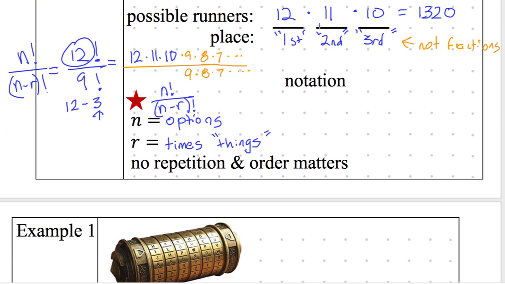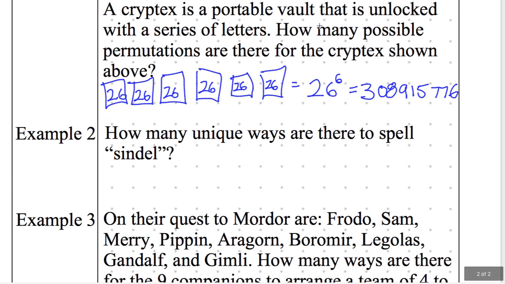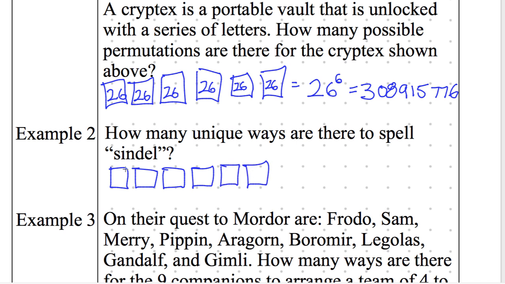Or you can just think about it logically. Do you want to use the formula or do you want to use logic? Logic. Okay. So I need to have 6 letters because Sindel has 6 letters. So there are 6 spaces. How many choices do I have for the first place? I can choose 6. But now I've chosen a letter, and I can't use that letter again, so now I have 5, 4, 3, 2, 1, which is really 6 factorial.